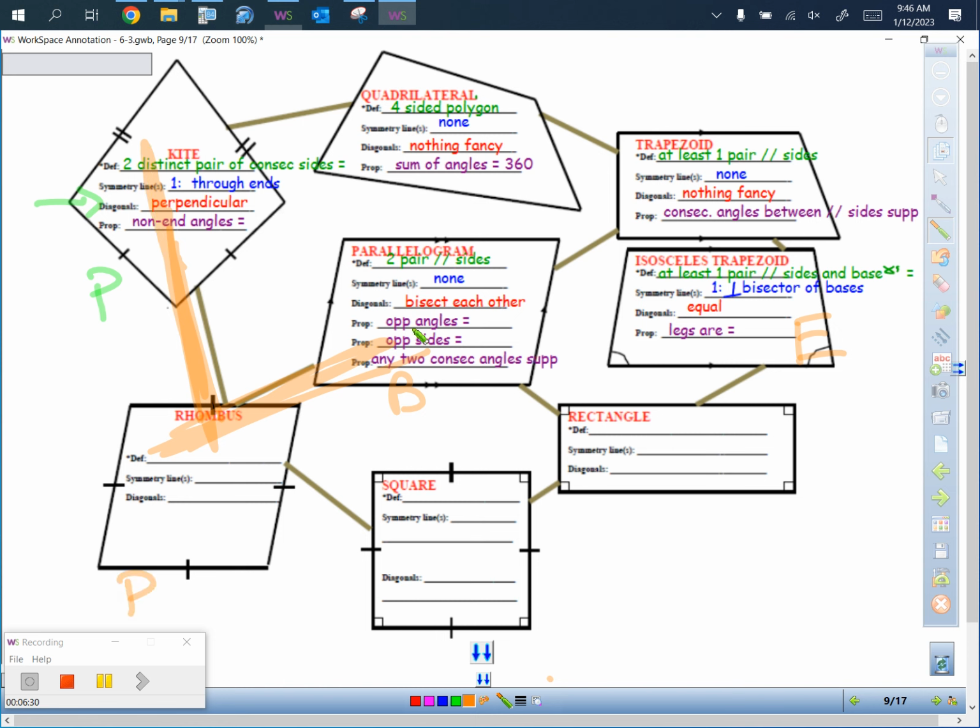Do you think that they bisect each other? What do you think, yes or no? Yes. The question is, do you think that they're equal? Did any of the parents have any of that going on? That didn't work.